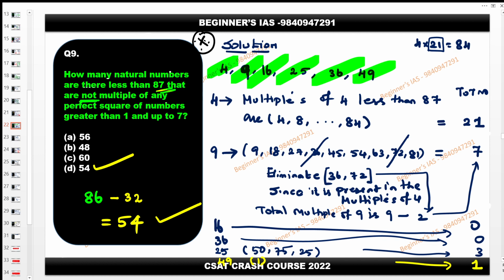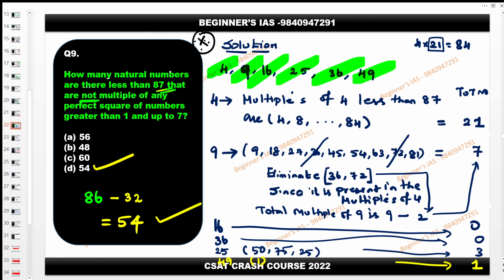So 1 square, okay, then 2 square greater than 1. So here I am not taking 1. Why am I not taking 1? Because the question says greater than 1. That is why I started with 4 here. Perfect square means 4. 4 is the perfect square number.